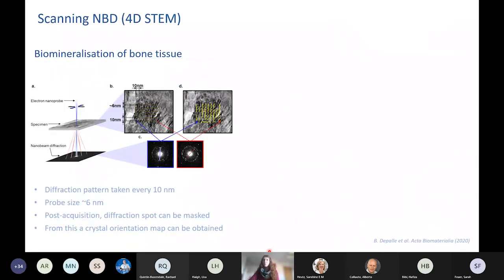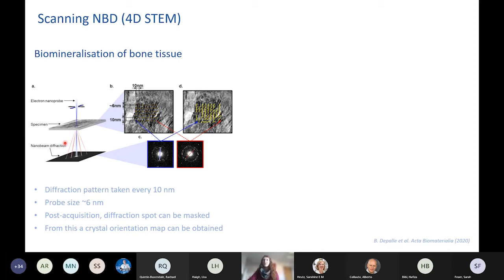This is another example of a very basic scanning nanobeam diffraction setup we have, 4D STEM setup. When you hear people talk about 4D STEM nowadays, they're using much faster cameras, and they can acquire the data much quicker at much lower doses. But even on our Titan, we have a very basic setup. So this was work that was done with Alexandra Porter and Baptiste de Paul, looking at biomineralization of bone tissue.